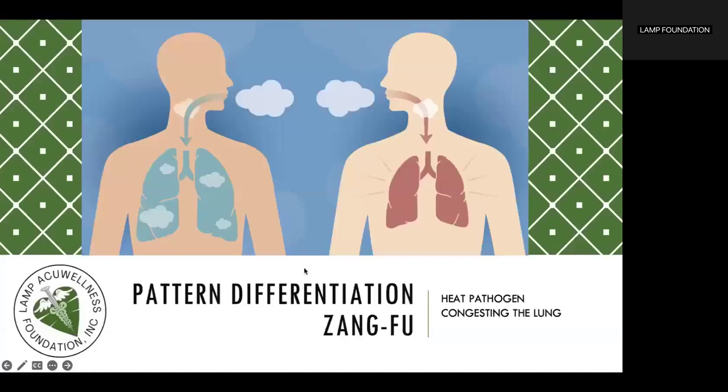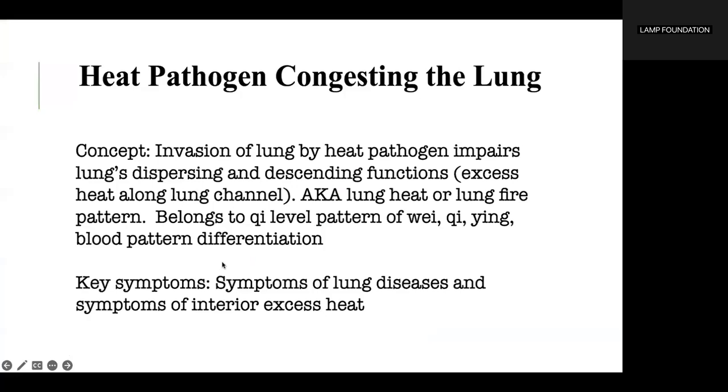We now discuss heat pathogen congesting the lung. This can be both an acute and a chronic pattern. Acute patterns will be caused by invasions of exogenous pathogenic Qi that have penetrated into the Qi level. Concept: this is due to a heat pathogen congesting the lung.